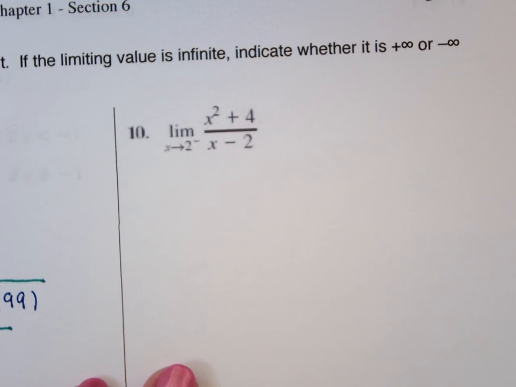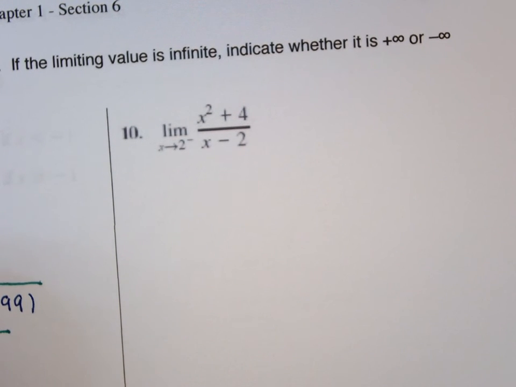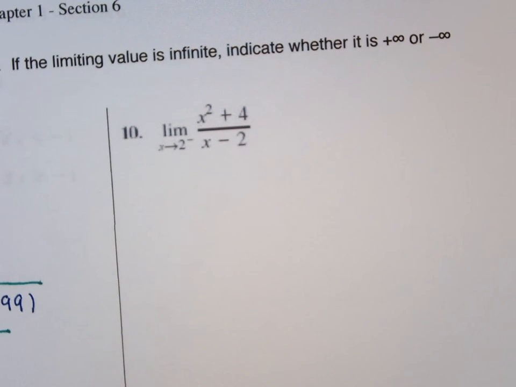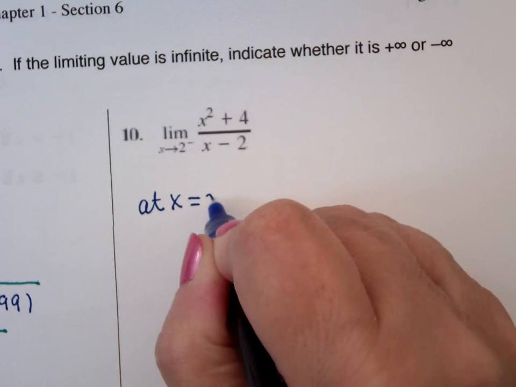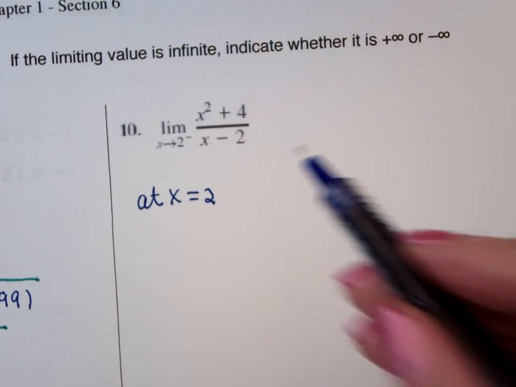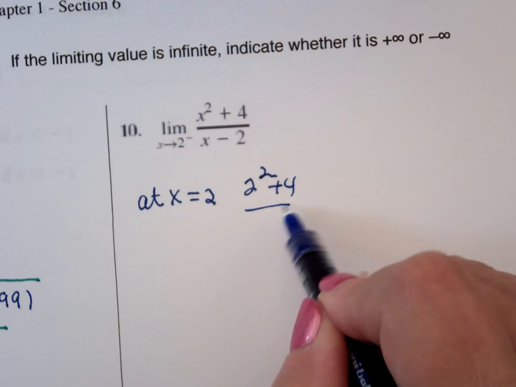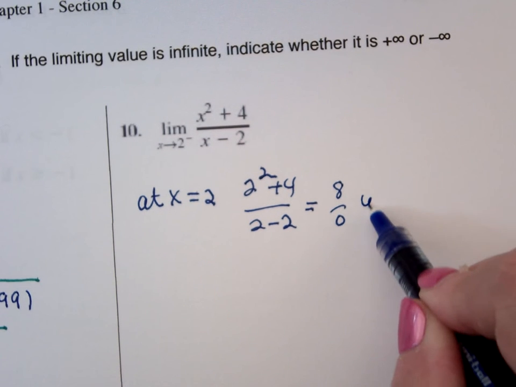Okay, what about this guy? 2 from the left. By the way, 2 from the left and 2 from the right are going to be completely different. At x equal to 2, what would I have? 2 squared plus 4 over 2 minus 2, which is 8 over 0, which is undefined.